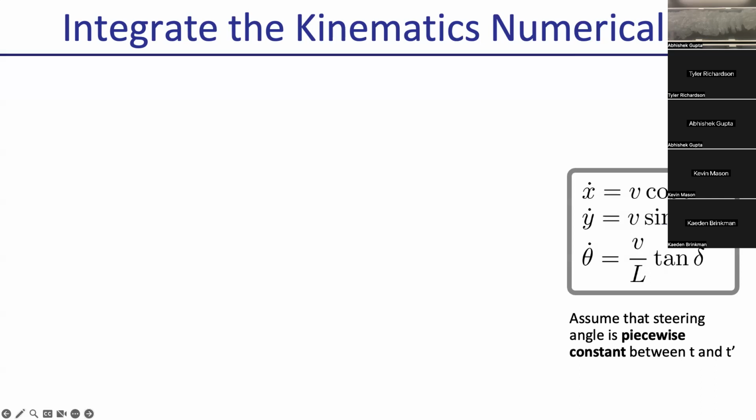Okay, so we're integrating. Why do we need to integrate? Because it's instantaneous, and you want to do it over some period of time. Theta dot is the change in theta per unit time. You're going to say theta dot times dt, and integrate. That's going to tell you the change in theta. So you take v over L times tangent delta, multiply by dt, and then integrate it.